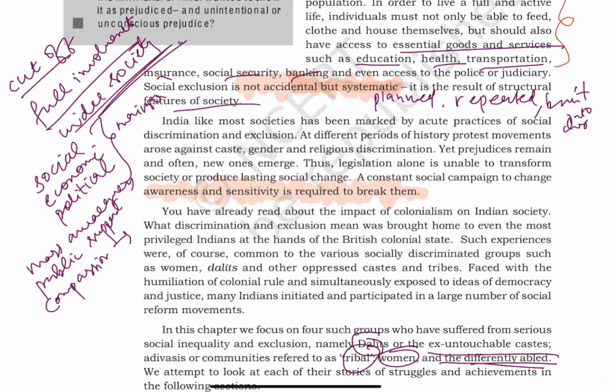Now, a bonus tip. If in the exam the question asks what is social exclusion and how is it different from discrimination, please note down what you need to write. Social exclusion refers to the ways in which individuals or groups are denied full participation in the social, economic, and political life of society. It is not accidental but systematic. While discrimination is about unfair treatment, exclusion blocks access entirely and requires broader social change to fix.